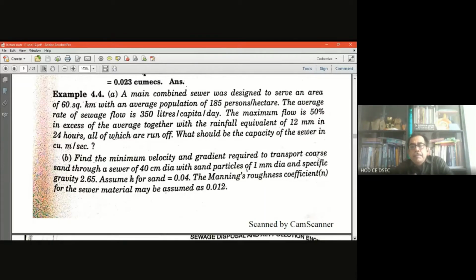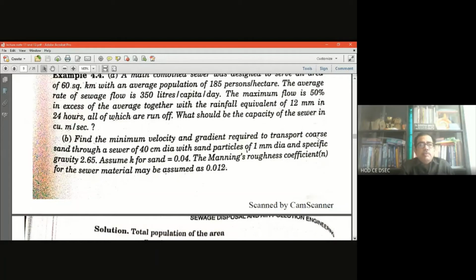Very good. The maximum flow is 50% in excess of the average, together with a rainfall equivalent of 12 millimeter in 24 hours, all of which is runoff. So no infiltration is there. Every flow is runoff. This is given in the question. What should be the capacity of the sewer? That means the combined sewer diameter we have to find out. This is question number 1. Let me solve question number 1 first, part 1, then I will come back to part 2. How to solve this problem?